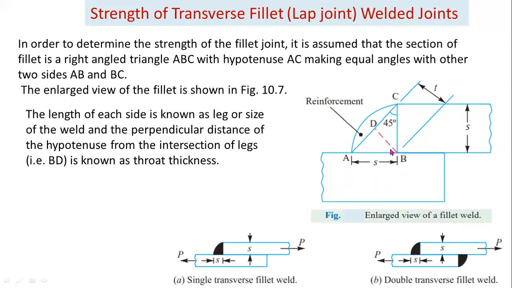The enlarged view of the fillet is shown here. The length of each side is known as leg or size. The length of each side, that means the thickness of plate, is called size of the weld. And the perpendicular distance of the hypotenuse from the intersection of legs is known as throat thickness. That means the length of DB is called throat thickness t. Length DB equal to t, that is the throat thickness.